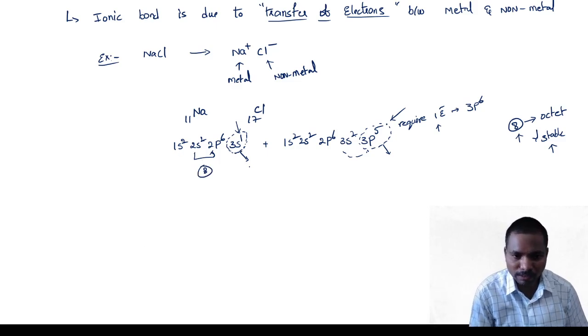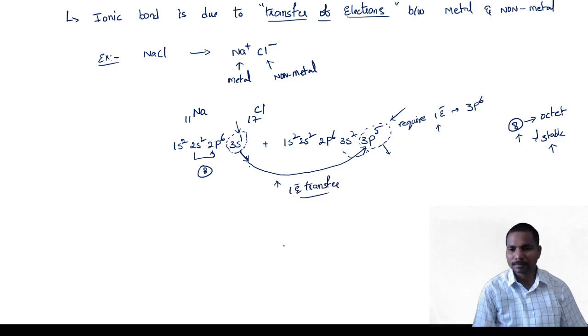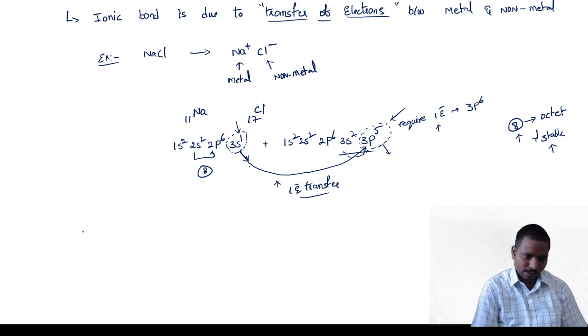That's why the one extra electron available in the sodium is transferred to chlorine. So electron transfer is taking place. This electron goes to chlorine, and then the outermost orbit has 8, so this atom becomes stable. Always the atoms are trying to form stable states.